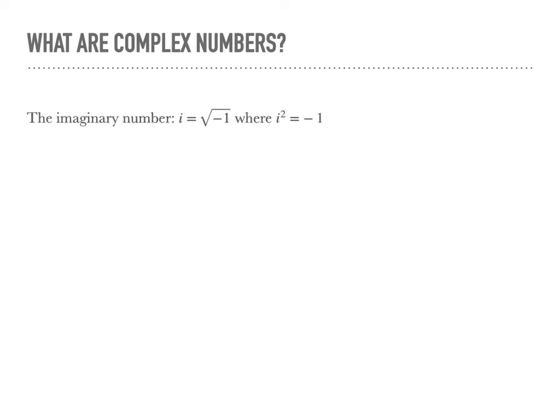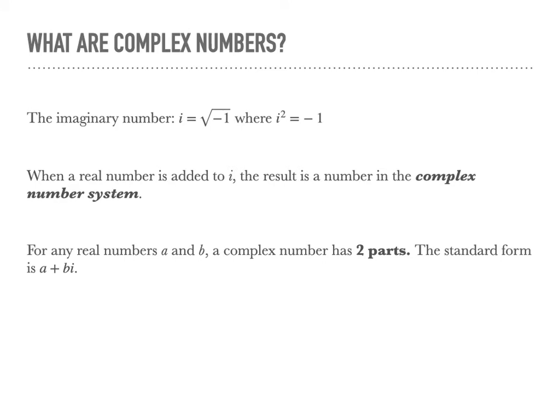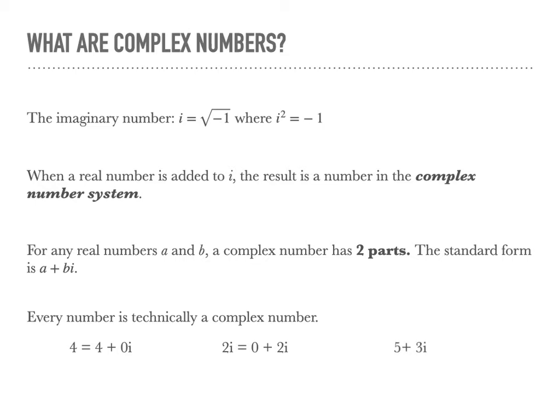The imaginary number i is equal to the square root of negative 1, where i squared is equal to negative 1. When a complex number is added to i, the result is a number in the complex number system. For any real numbers a and b, a complex number has two parts. The standard form of a complex number is a plus bi. Every number is technically a complex number. For instance, the integer 4 is also technically a complex number, as it can be rewritten as 4 plus 0i. And something such as 2i can be rewritten as 0 plus 2i. And a complex number is also 5 plus 3i, where 5 is the a value and 3 is the b value.